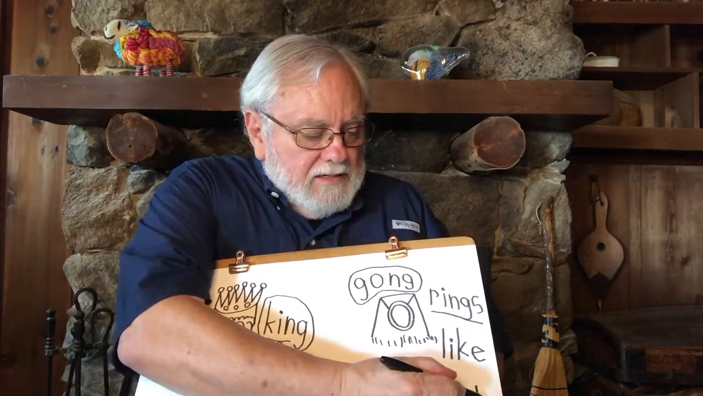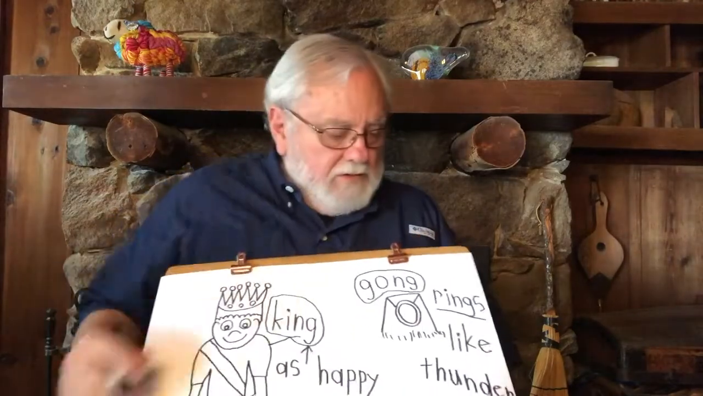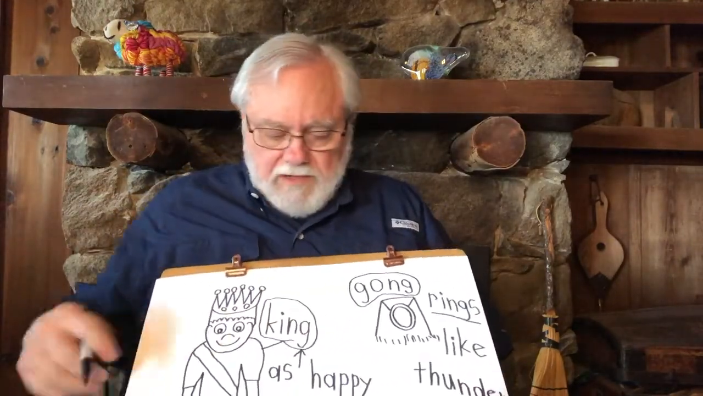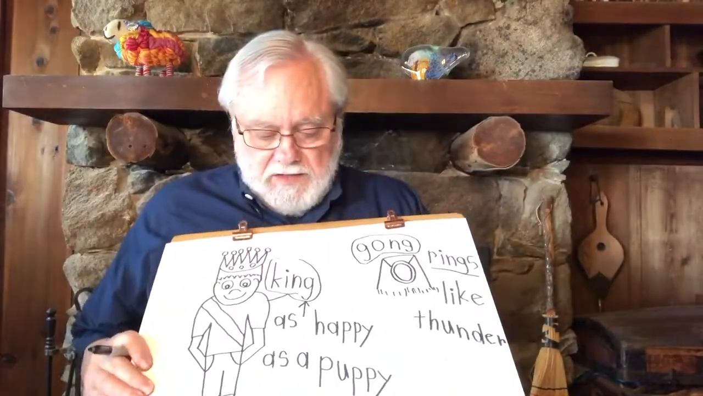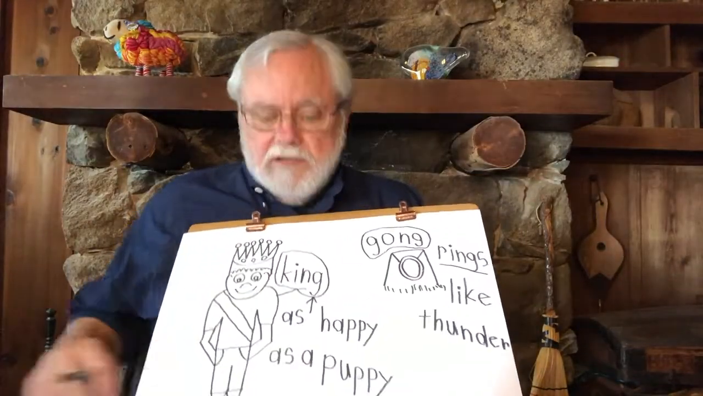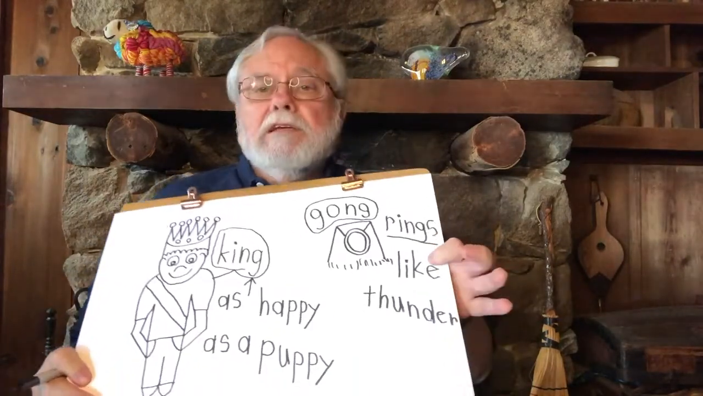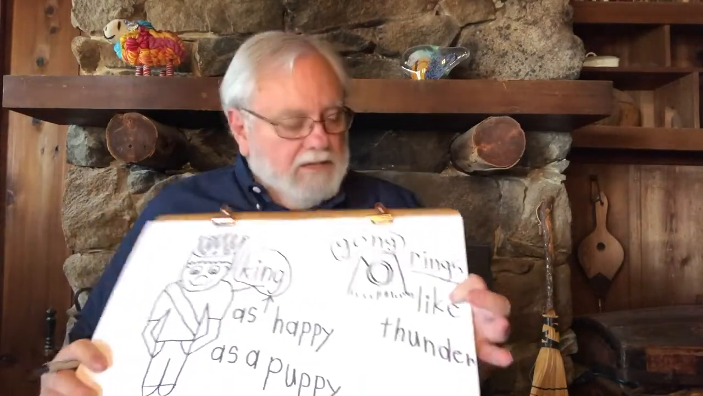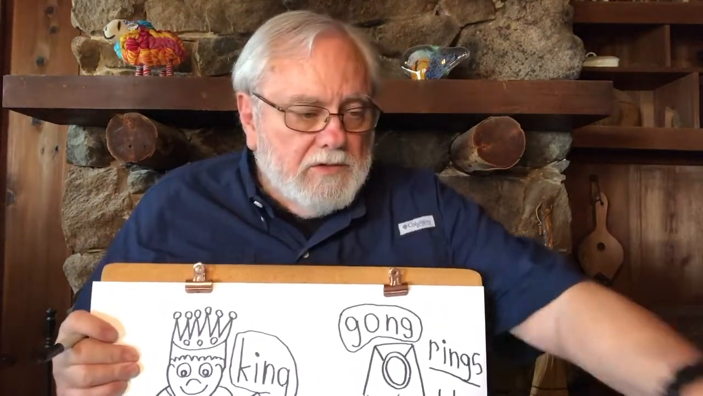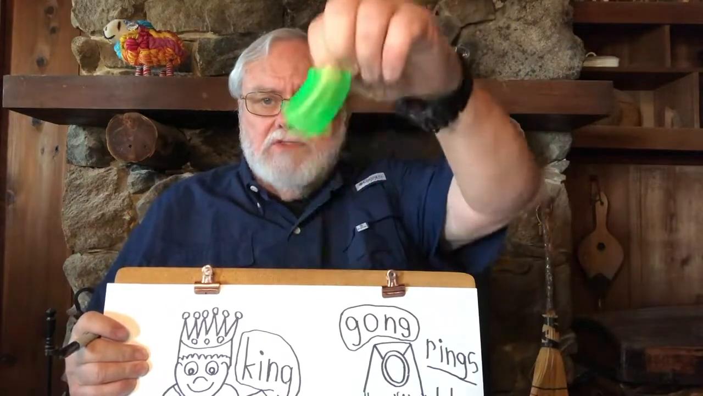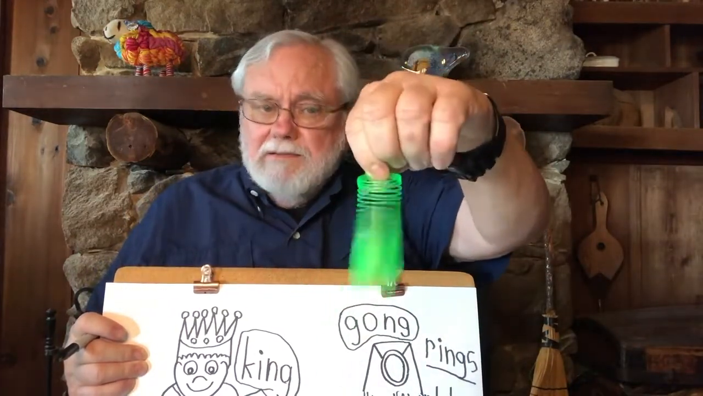For dancing, and ER for turning. So there I've got two different similes. One simile says as happy as a lark. That one used the word as. This simile used the word like: rings like thunder. Now this one, if I've got this bouncing in a spring, could be bounces like a bunny.